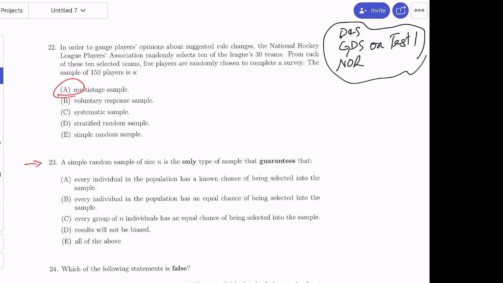Well, you're going to have to look at your notes. This is the definition in the notes.